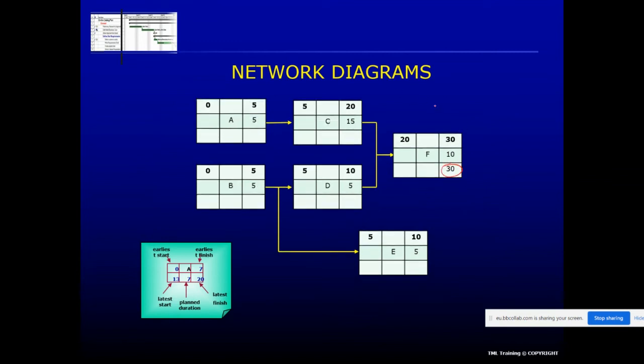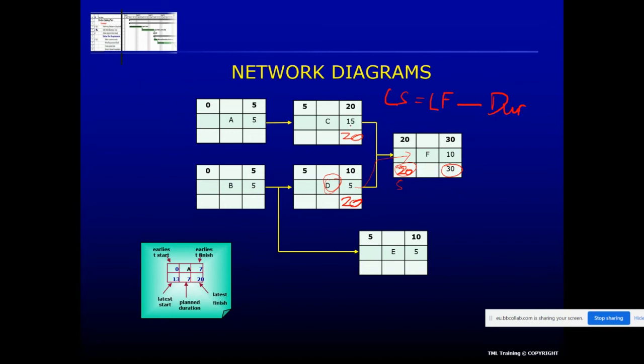Now, the formula here is late start equals late finish minus duration. 30 minus 10 is 20. Now, if F can start on day 20, when must this be finished by? That must be finished by day 20. Let's go down to do activity D. If F can finish on day 20, then D, which feeds into F, can be finished on that day. That becomes a 20 there.